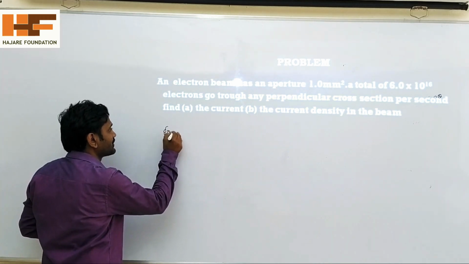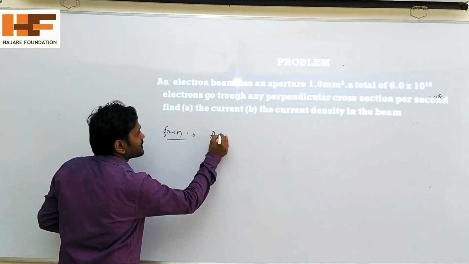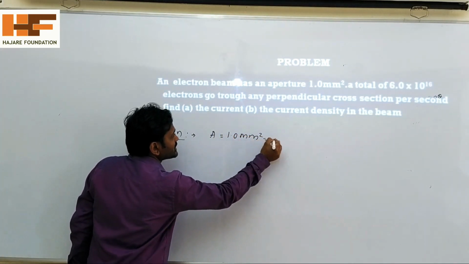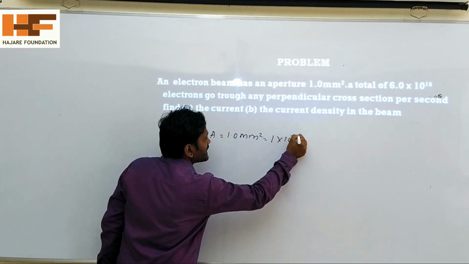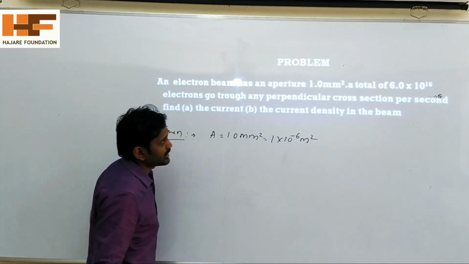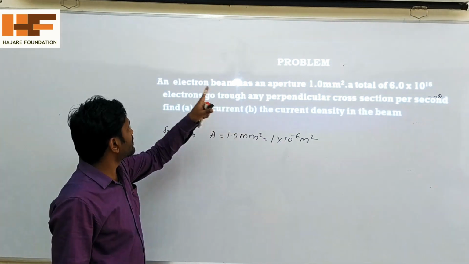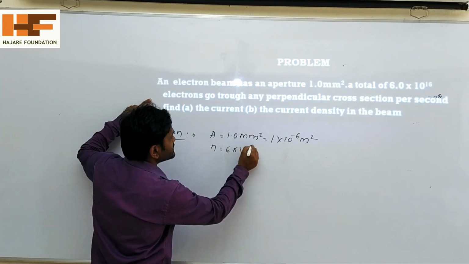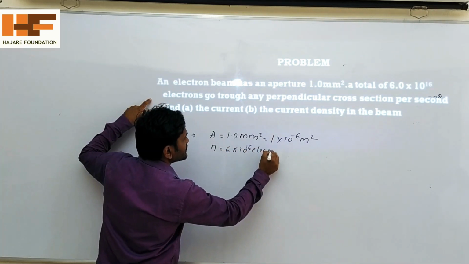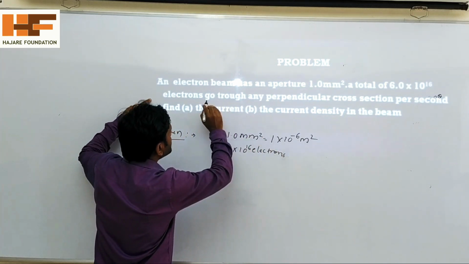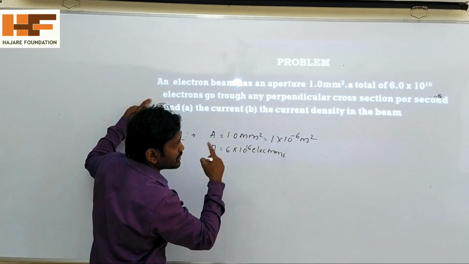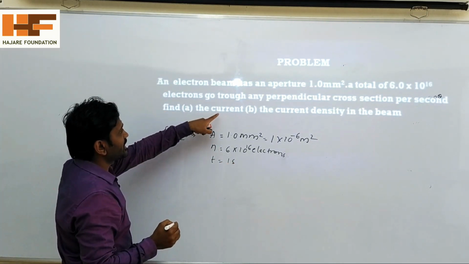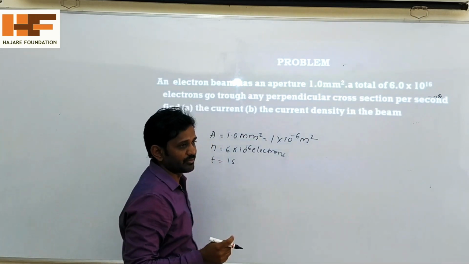Write down the given data. Area of cross section of that aperture is 1.0 mm square, which is equal to 1 into 10 raised to minus 6 meter square. On that aperture, the total number of electrons, 6 into 10 raised to 16, goes through any perpendicular cross section per second. It means t is equal to 1 second. Find the current and the current density in the beam.